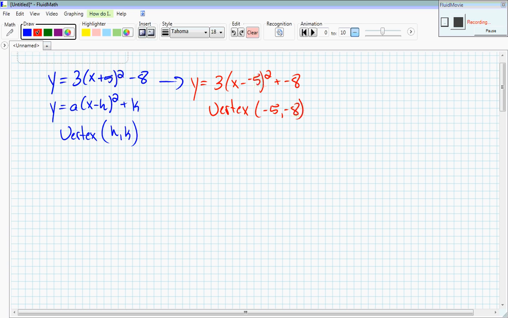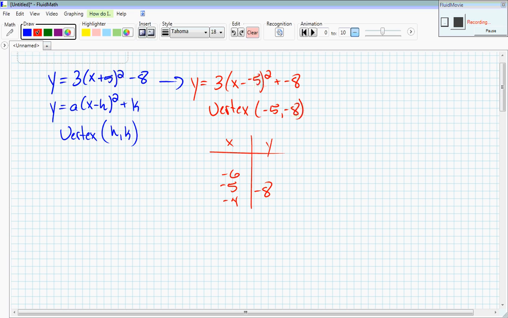Now that we've found the vertex, that's the most important point. To find other points to give us a more accurate sketch of this graph, we can take this vertex, plug it into our t-chart here, and then pick values of x on each side. Keeping in mind that this is symmetric, we would like to pick values of x that are equidistant from the x-coordinate of the vertex, so you could pick values like negative 4 and negative 6. And you just plug them into the original function.